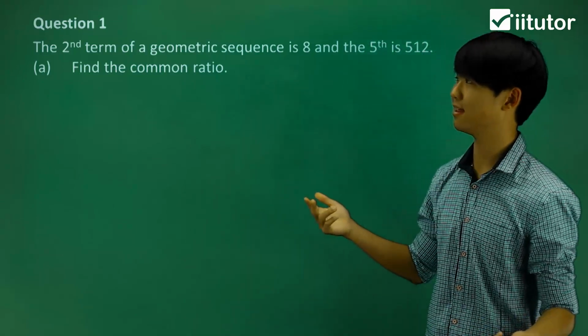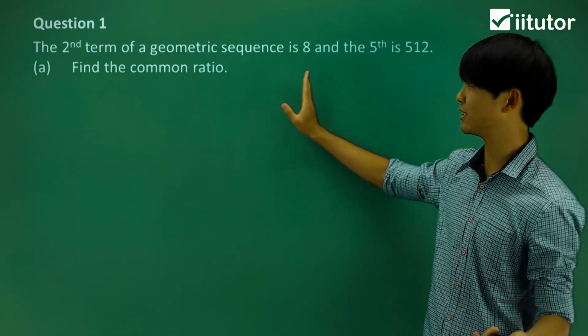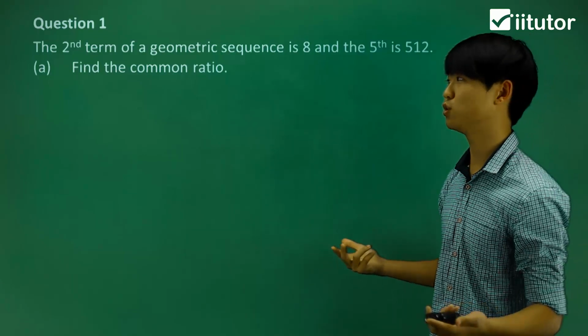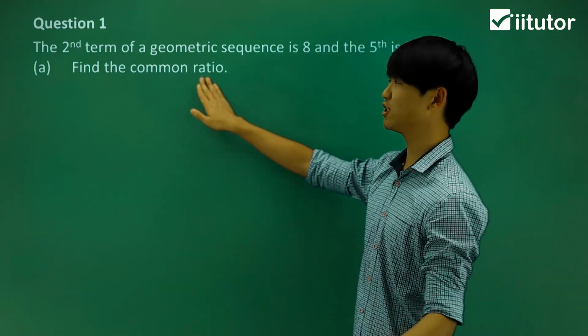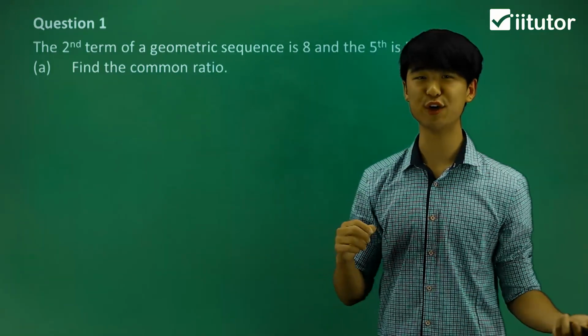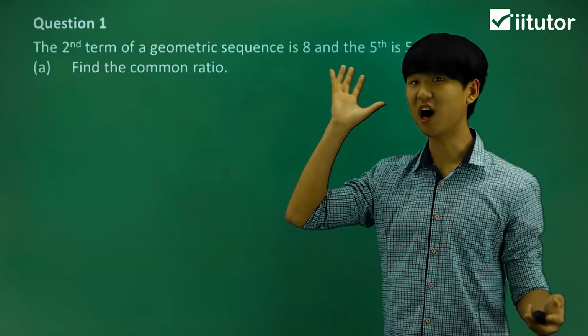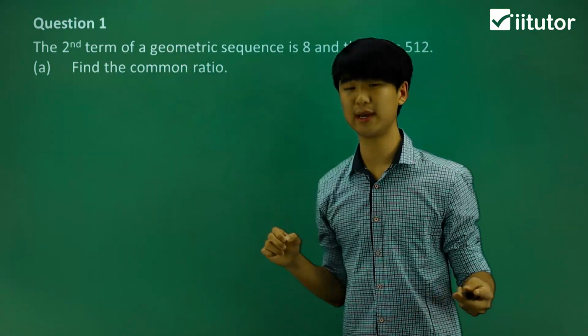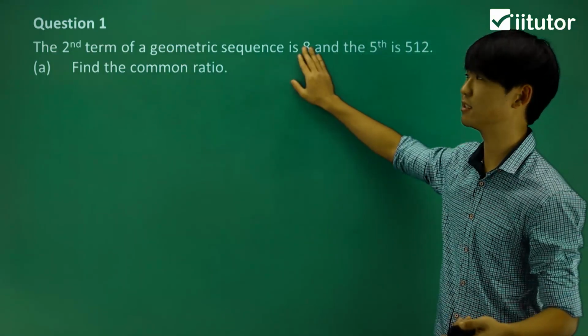It says the second term of a geometric sequence is 8 and the fifth term is 512. Now in part A, my question is to find the common ratio. So I want to find r, and I want to keep that at the back of my head. But before I do that, let's try and interpret some of the information they gave us in the question.